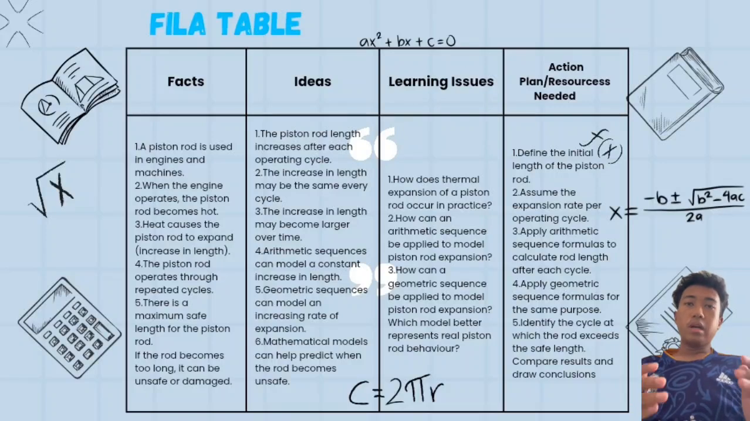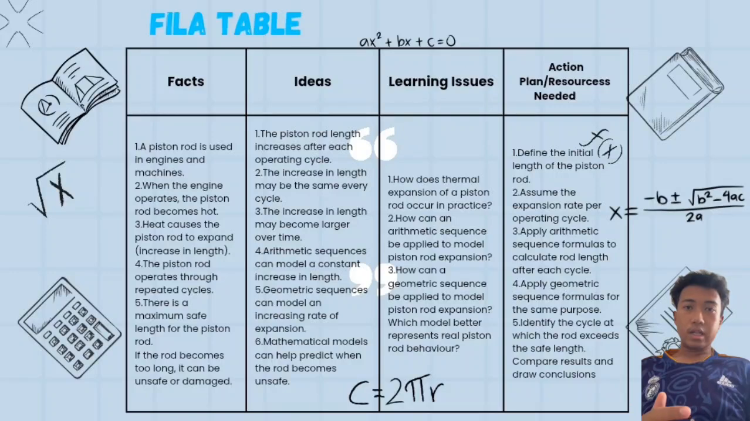Now, we move to another column, the ideas. From these facts, we get several ideas. The piston rod length increases after every cycle. The increase might be the same each time, or it might become less over time. If the increase is constant, we can model it using an arithmetic sequence. If the increase grows over time, we can model it using a geometric sequence.